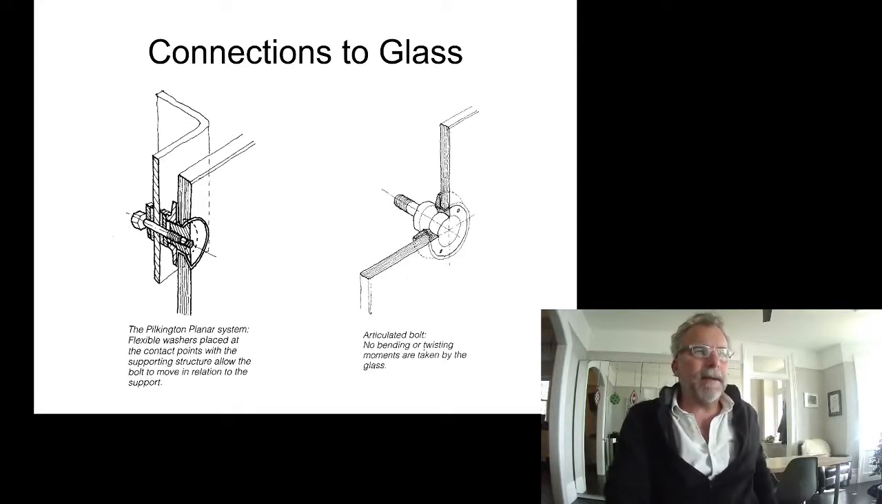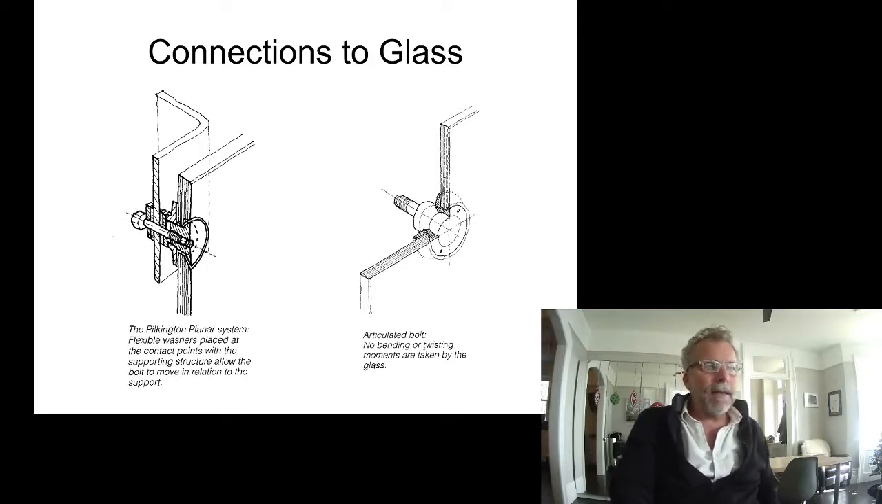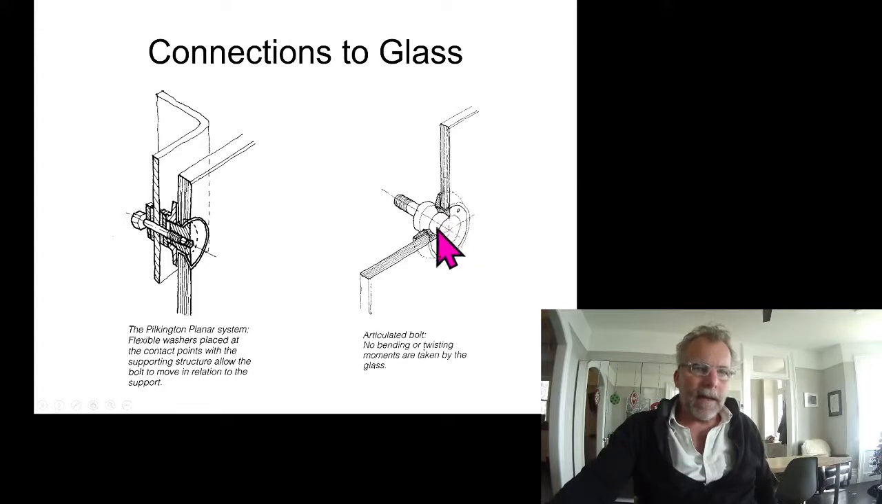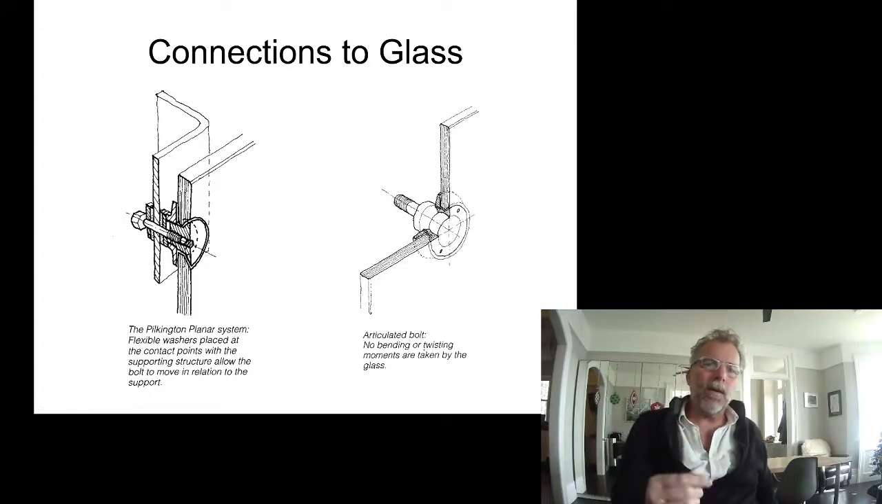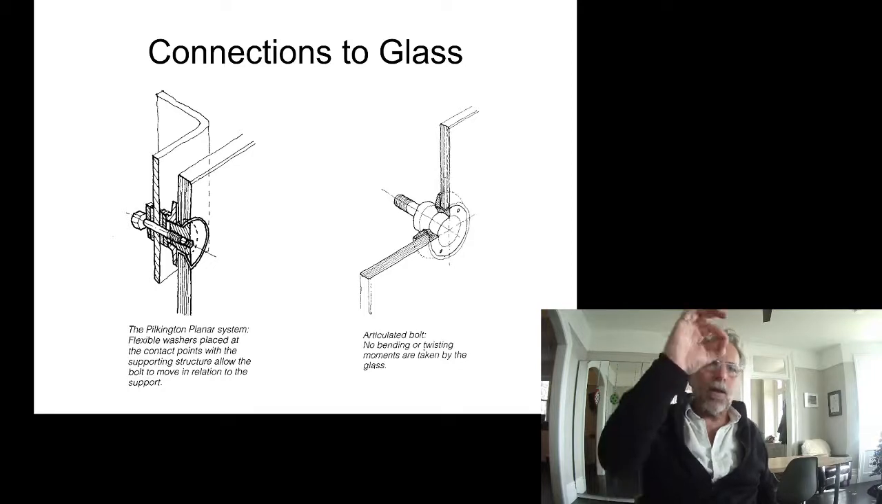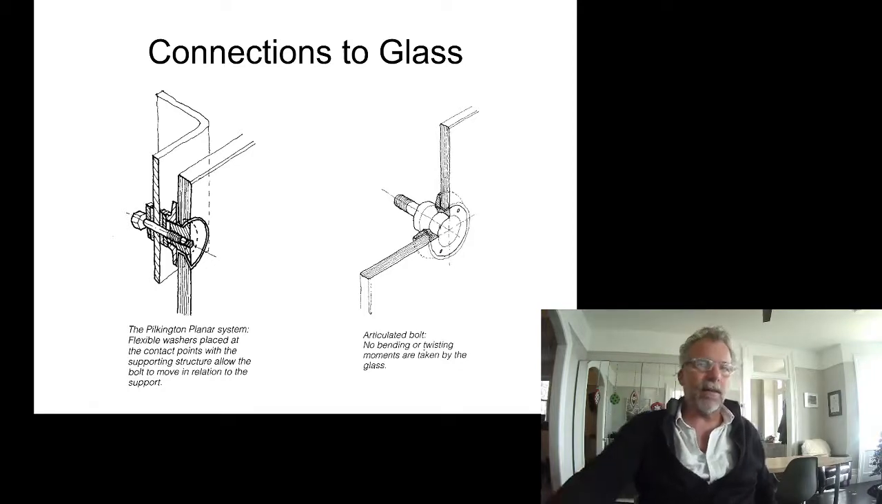Then the Pilkington Planar system. The Pilkington Planar system can include essentially like a ball bearing. It's an articulated joint which just ensures there's no prying in the connection, that the load has to be dead concentric within the joint.